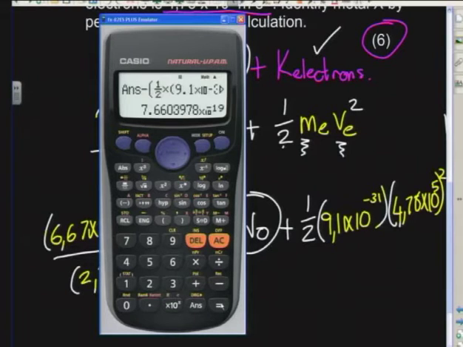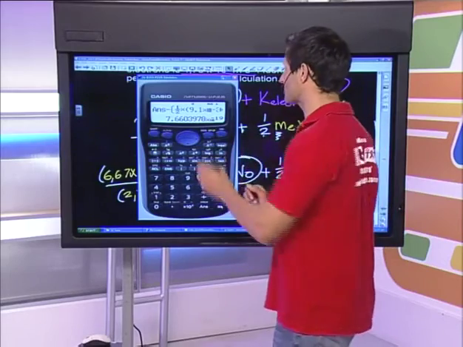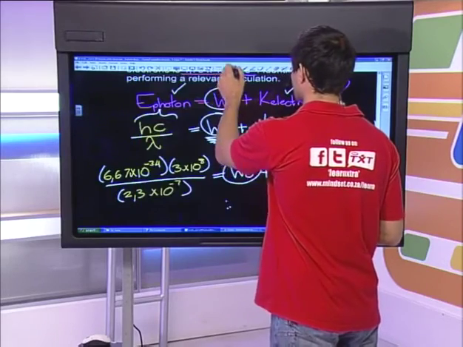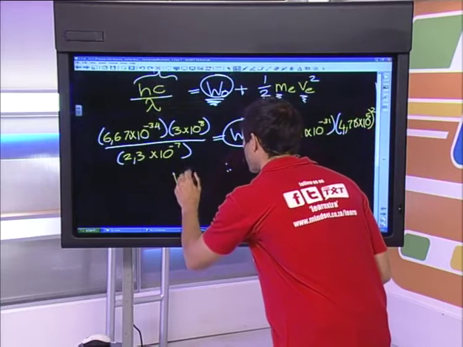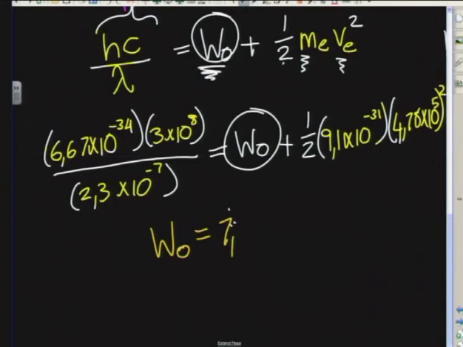Let's find out what my work function is. My work function is 7,66 times 10 to the minus 19. And that's sounding a little bit familiar, guys. So I know that my work function is 7,66 times 10 to the minus 19 joules. That's sounding very close to one of the values in my table. So let's look up on my table.